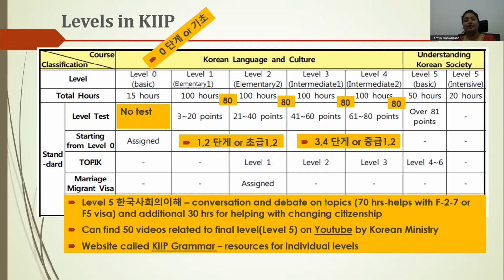And then as I told you, KIIP starts from level 0. Level 0, there are no exams. Level 1 and 2 are called Iltange, Itange, or Chogup Il and Chogup E. And level 3 and 4 are called Samtange, Sadange, which are intermediate levels. So the level of difficulty goes on increasing from 0, like any other course. Or it's called Jungup Il and Jungup E.